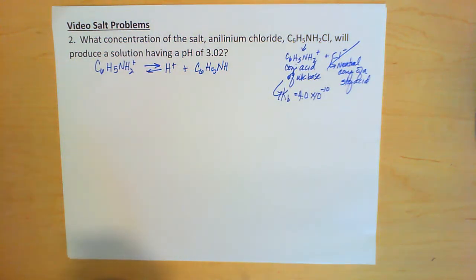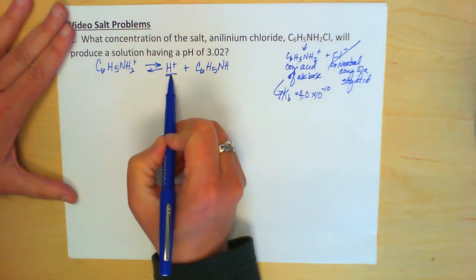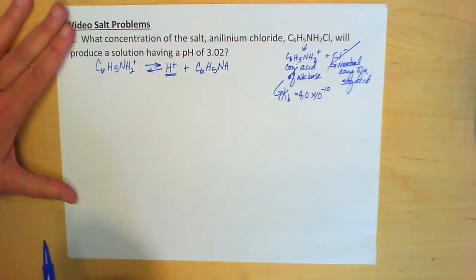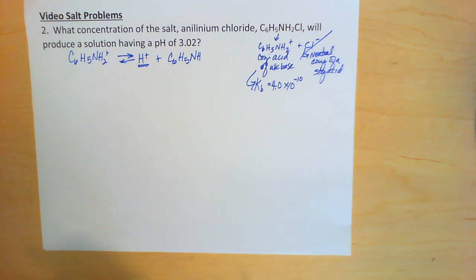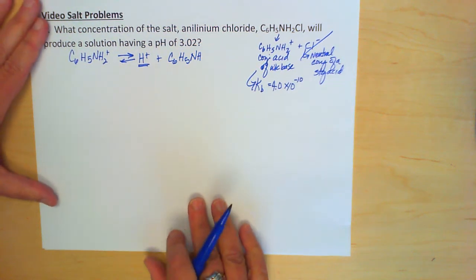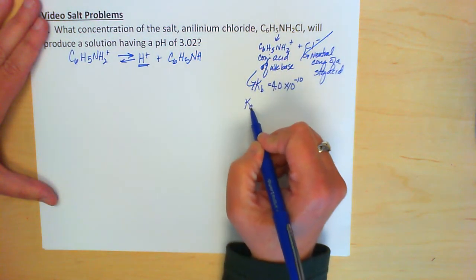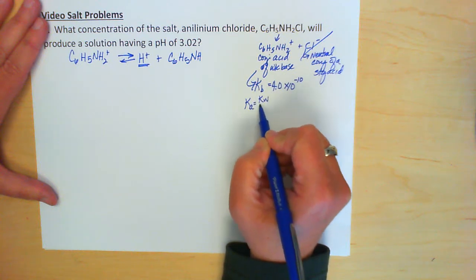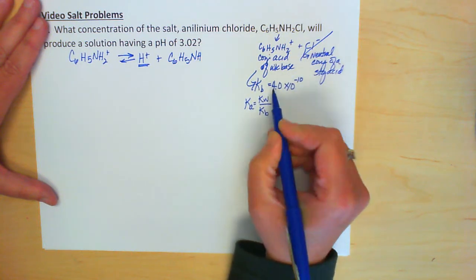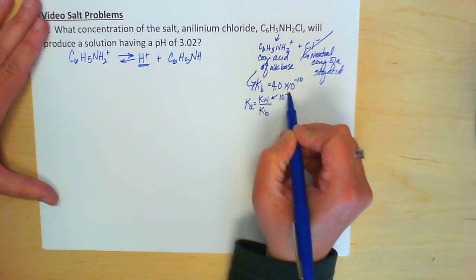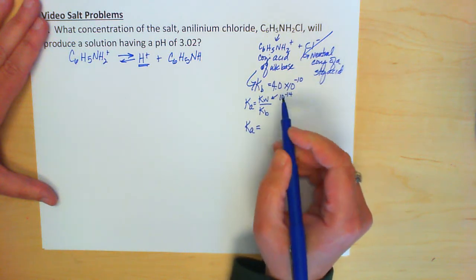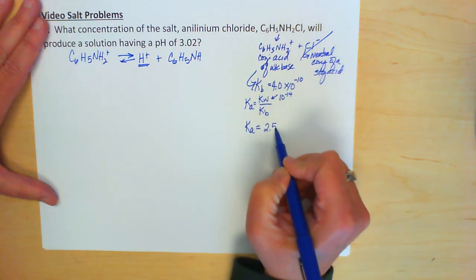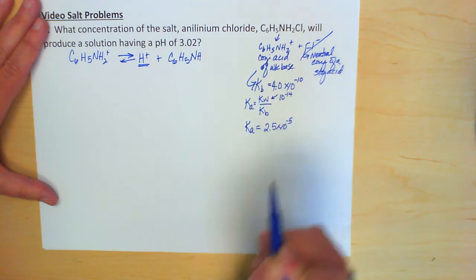Again, we don't need a Kb value, we need a Ka value because we're producing a proton, hydronium ion. Okay? So if we go over here, remember the Ka is what we need, so Ka is equal to Kw divided by Kb. And remember, Kw is 10 to the minus 14th. So when we do our math, our Ka comes out equal to 2.5 times 10 to the minus 5th.